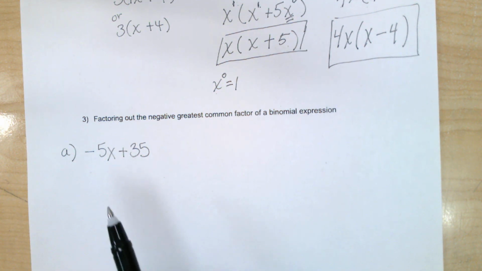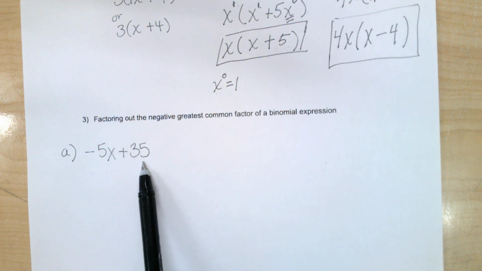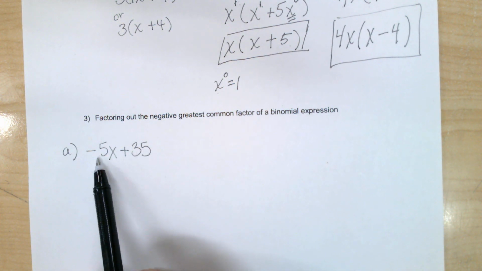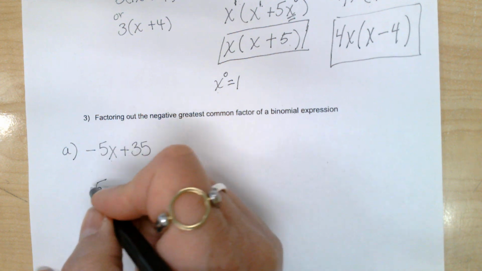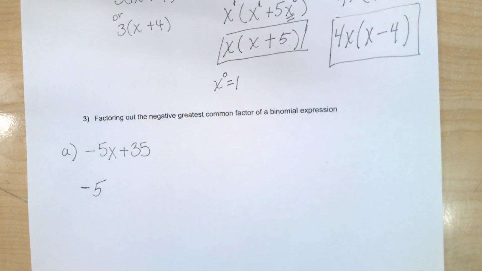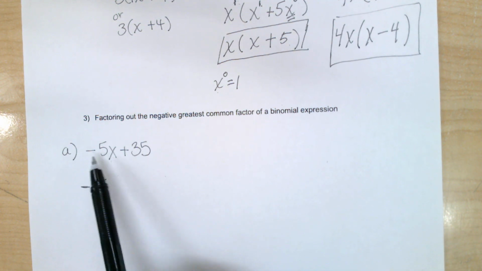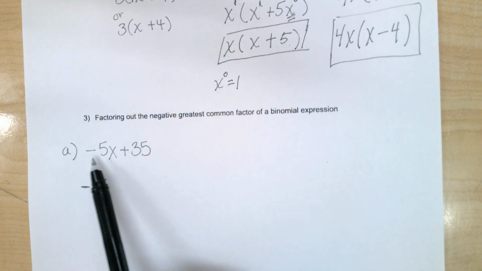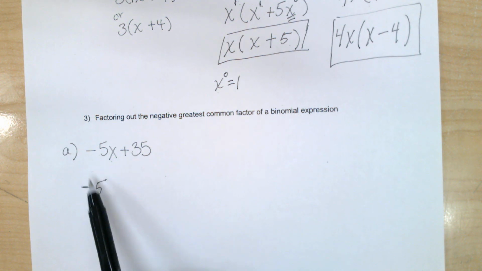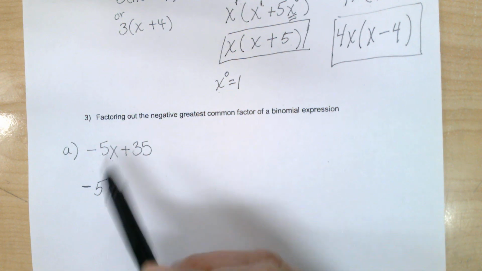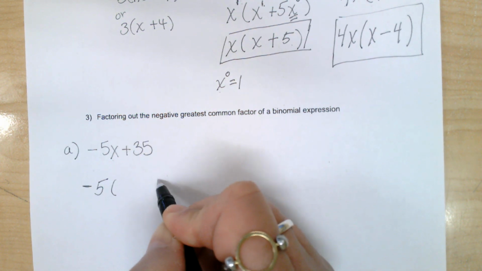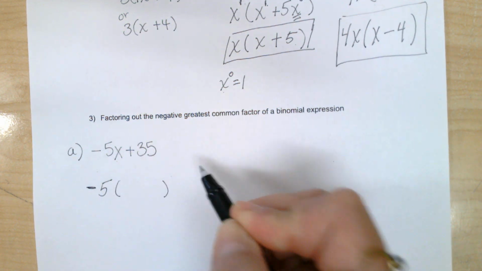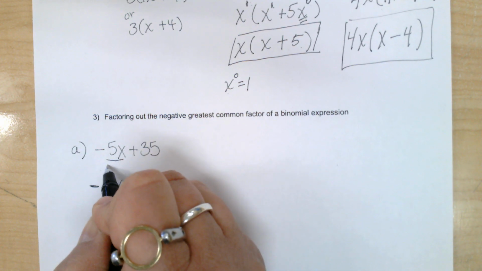What number can I divide both -5 and +35? Definitely a 5. Now, because this is negative and it's the one that has the variable, I'm going to take out that -5. You could leave it in, but we really don't like having a leading coefficient with a negative number, so let's factor it out. So our greatest common factor here is -5, and let's see what's going to be factored out after.